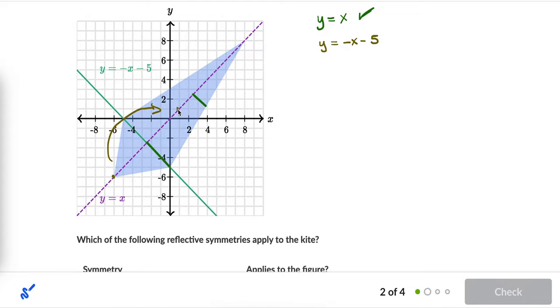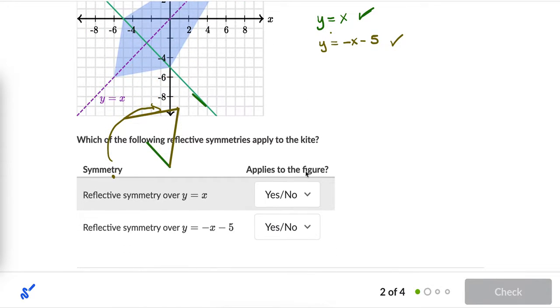So we would expect to see this shape here to be a reflective symmetry, and that is not what we've been given, right? So the line y equals x is a line of symmetry for this shape, but the line y equals negative x minus 5 is not a line of symmetry for this shape. So there we have that, a yes and a no, right?